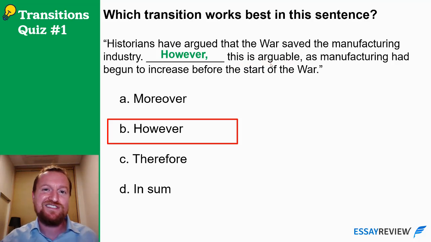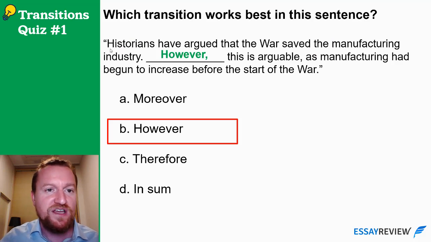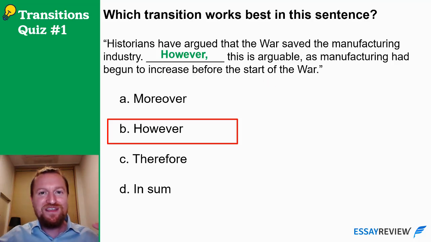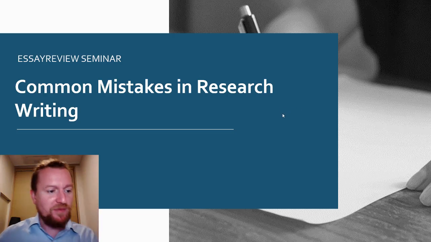This is arguable means this is not necessarily true, or people could argue against this, which shows that it's contradicting the first sentence. So if you were to just write this first sentence, historians have argued that the war saved the industry, and then a period, as manufacturing had begun to increase before the start of the war, it's very hard for the reader to connect these two ideas. So adding however, and then you could erase this is arguable, it tells the reader that this is the counterargument, or this is the other information that needs to be considered. Very important to use.